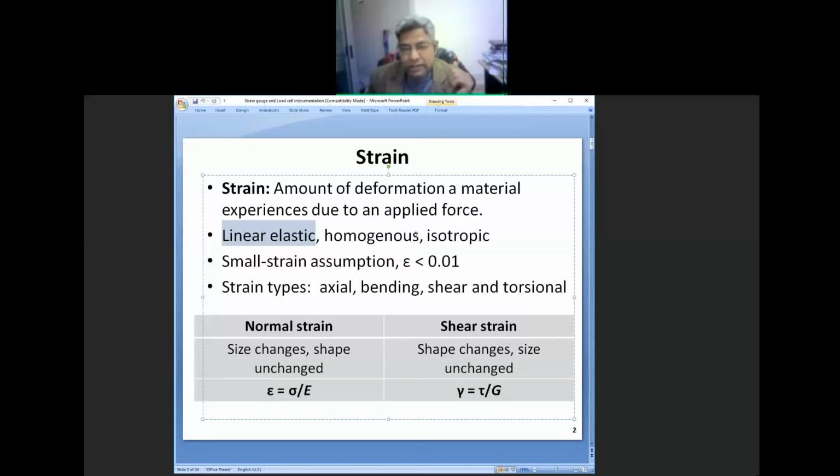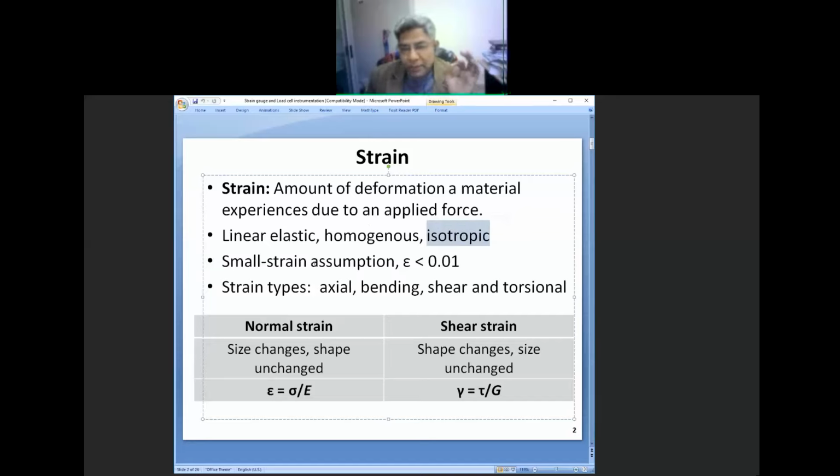That's your elasticity. Homogeneous means its material density is constant at every point inside the body. It means it is related with mass distribution or density distribution in the body. Third assumption is about isotropic. It means that its material properties are same in every direction of loading. So these are the three assumptions that we go for.